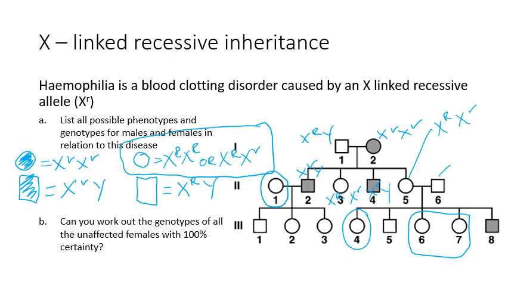genotypes of the parents. So this father would be X capital R, Y. We can't determine with certainty that yes, they would have got an X capital R each from dad, because that's all he can pass on to his daughters. But we don't know whether they got an X capital R from mum or an X lowercase r from mum. So we don't know what that second allele is with 100% certainty for these females here.